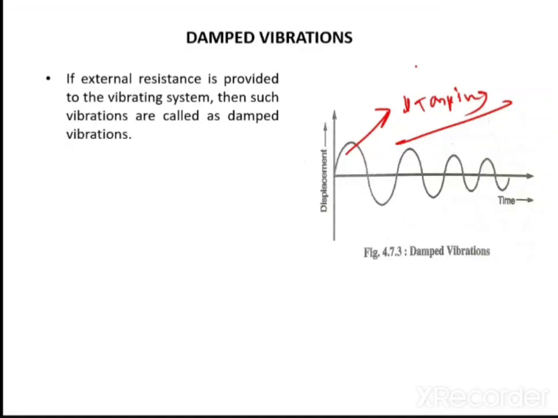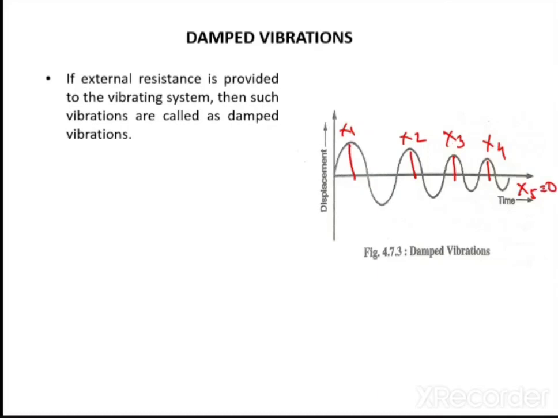Here, you are providing an external damper. So what will happen? You can see that the amplitudes are decreasing. Amplitudes are decreasing means what? Let us say this is X1, this is X2, capital X3, capital X4, and in some time, let us say X5 is equal to 0 or Xn is equal to 0. Means your amplitudes are decreasing with respect to time. This is the time. Means as t tends to infinity, your amplitude X goes on decreasing.